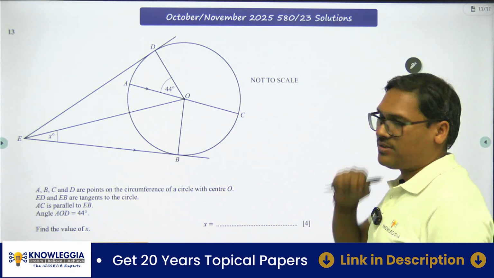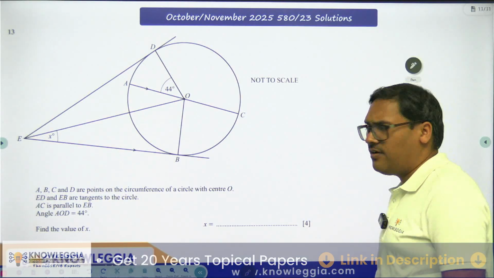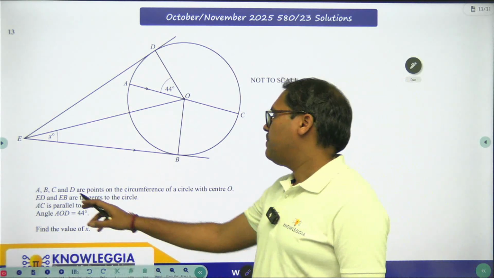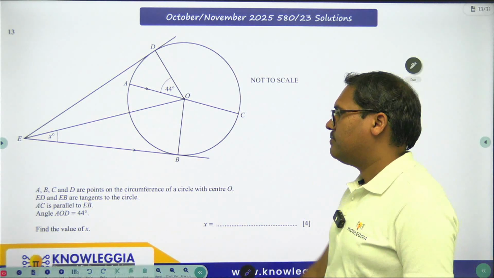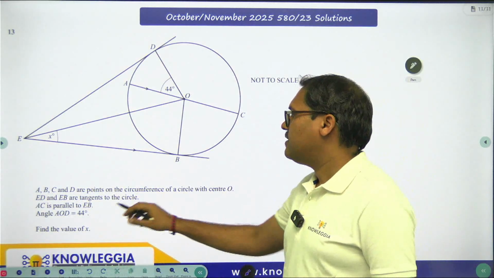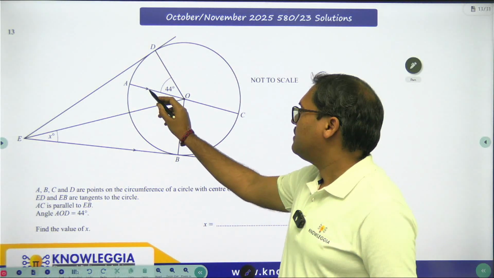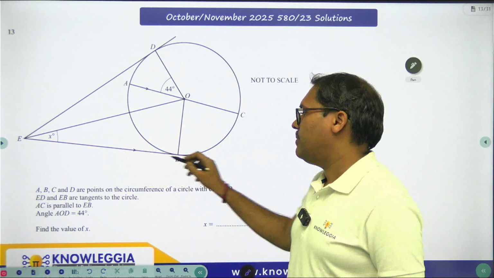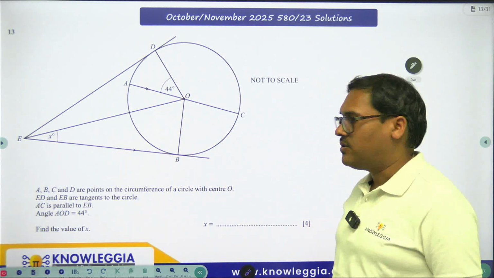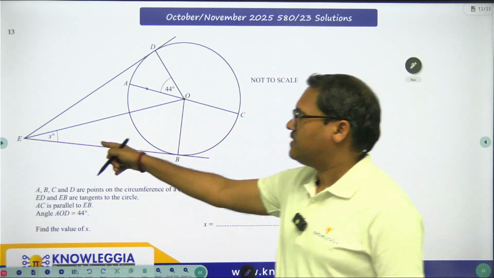Now, the question on geometry. A very common question. A, B, C, D are points on the circumference of this circle. These are the tangents. AC is parallel to EB, and angle AOD is given to you. You have to find this value X.